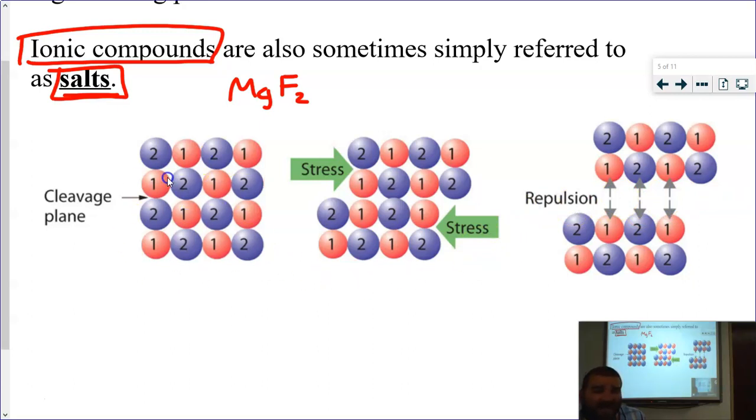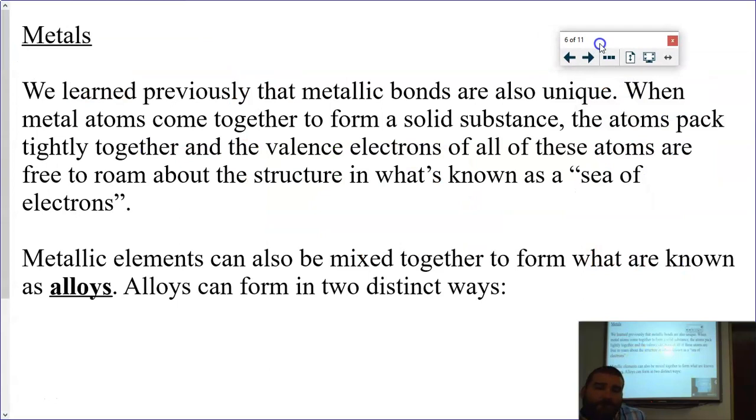They're nice if they're not disturbed because we have this beautiful alternating pattern with a bunch of attractive forces at play. But with some stress, or again, if you were to take a little salt crystal and smash it, that's the stress, you're going to cleave it. It's going to break, it's going to shatter. They're very, very brittle because as that stress is introduced, you're aligning negatives and positives right next to each other, which creates repulsion, and they break. All right, so that's all I got for ionic compounds.